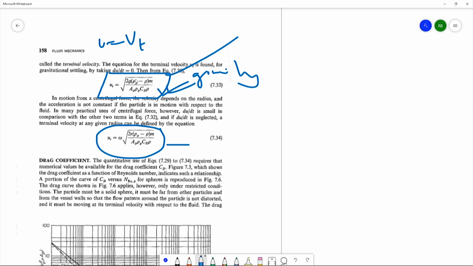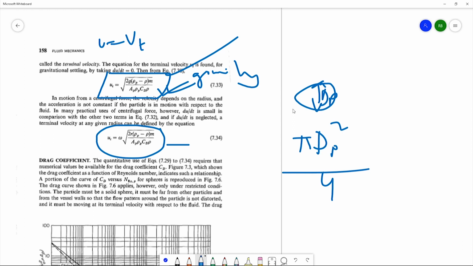Now you can check here. This rho p is nothing but density of the particle. Rho is the density of the fluid. M is the mass of the particle. AP is the projected area of the particle. So if it is a spherical particle, what is the projected area? It is nothing but the circle, right? If the diameter of the particle is dp, then what is the projected area? It is a circular area with diameter dp. So pi dp square by 4. This is CD, the drag coefficient. Similarly here, this omega is angular velocity and the rest are the same.